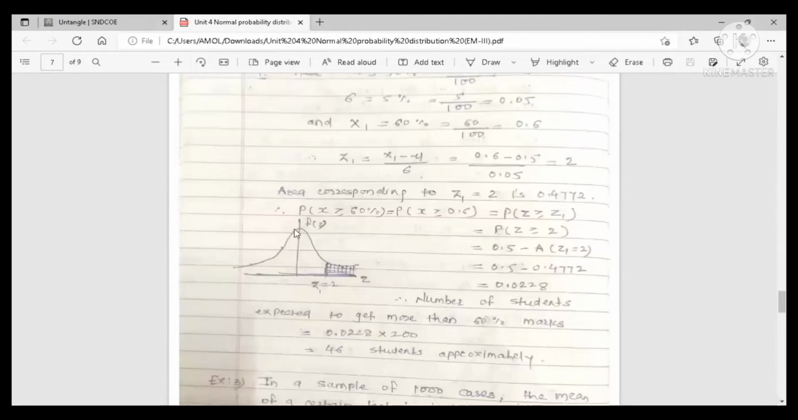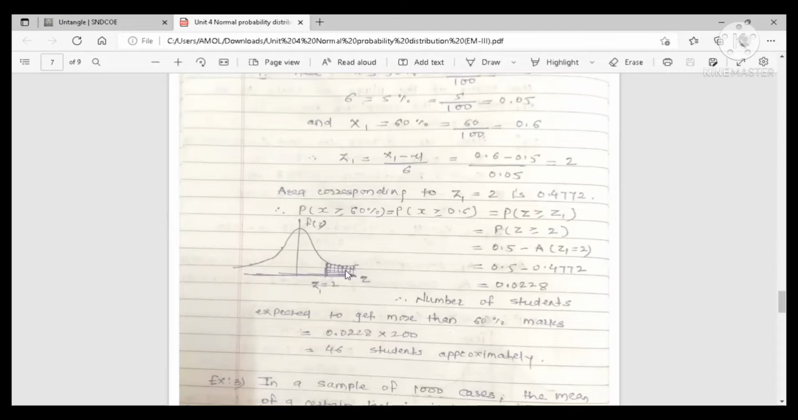Now how do we find the probability when z is greater than z1? Draw the diagram. Here the value of z1 is plus 2, so z1 lies on the right-hand side of the normal curve. Here z1 is equal to 2. Now we want the probability when z is greater than z1, which means you find the area of this shaded portion. This is nothing but the probability when z is greater than z1.